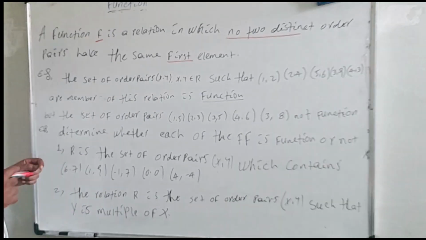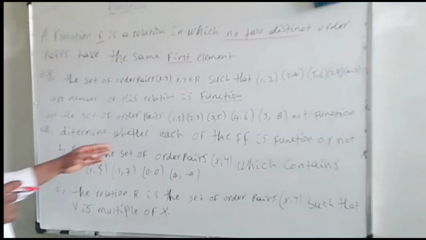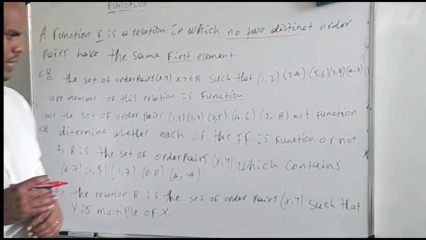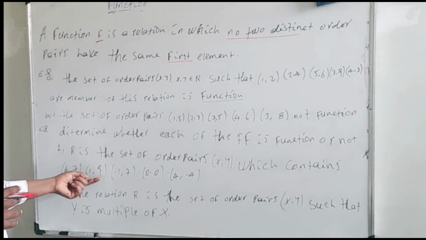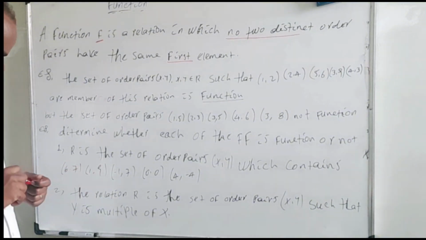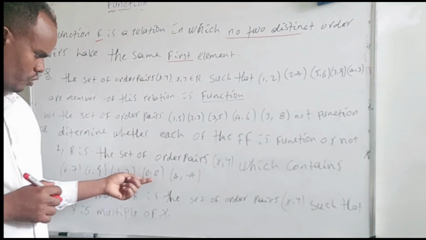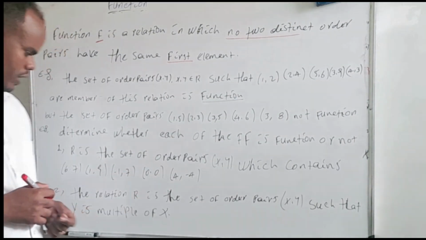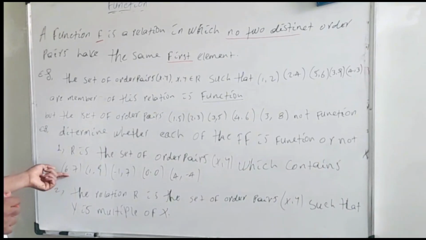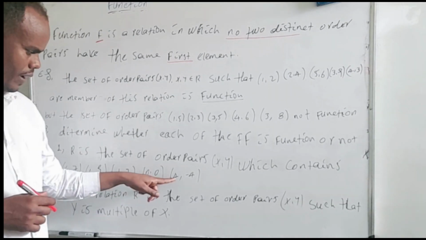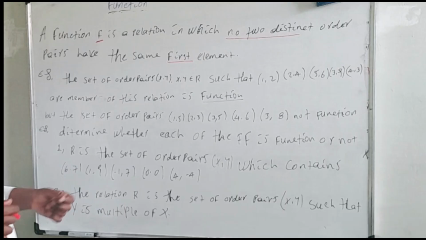Okay, the next example: determine whether each of the following is a function or not. Here we have (6,7), (1,9), (-1,7), (0,0), (4,-4). This is a function, because there is no repetition of the first element. That means 6, 1, -1, 0, and 4. Those are the first elements.